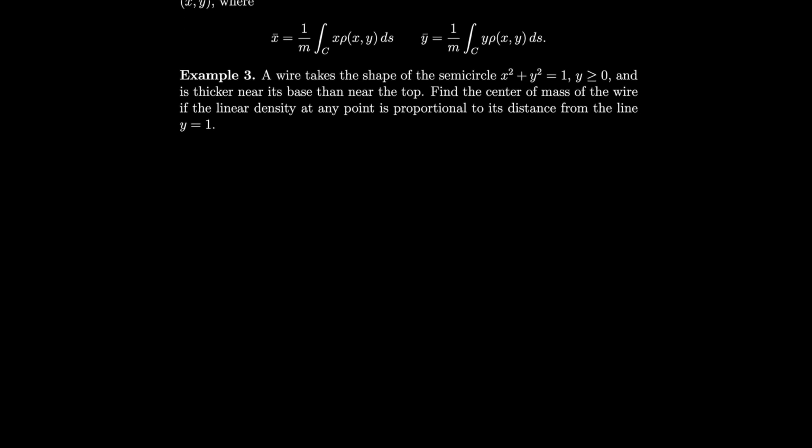So as an example, let's say we have a wire that takes the shape of the semicircle x squared plus y squared equals 1, where y is greater than or equal to 0. So similar to what we drew in example 1, and it's thicker near its base than near the top. So let's find the center of mass of the wire if the linear density at any point is proportional to its distance from the line y equals 1.